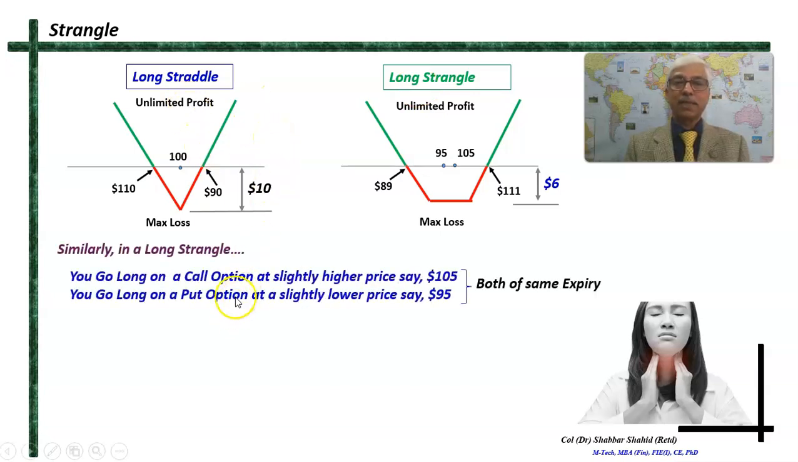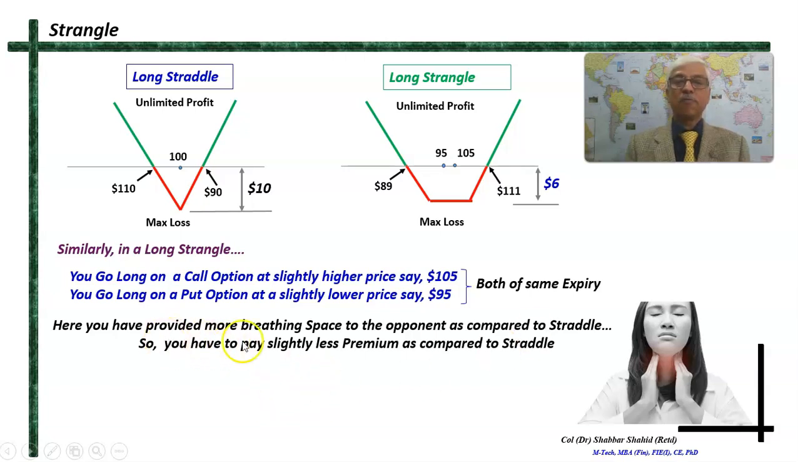So it is similar. Here what do you do? You go long on a call option at a slightly higher price, 105, and you go long on a put option at a slightly lower price. Similar thing, but inverted, both at the same expiry. So here you have provided more breathing space to the opponent as compared to the straddle. Who is your opponent? Here you are going long, so the person who has gone short in the strangle is your opponent.